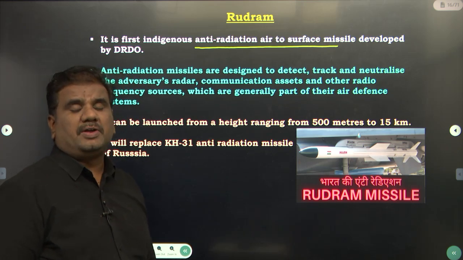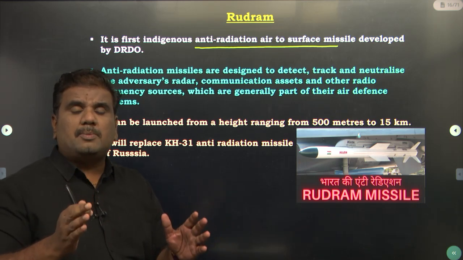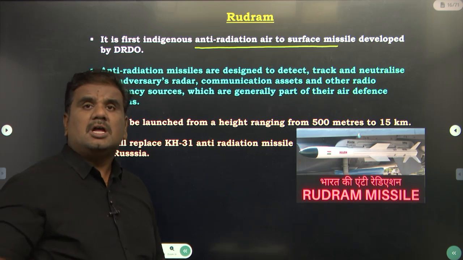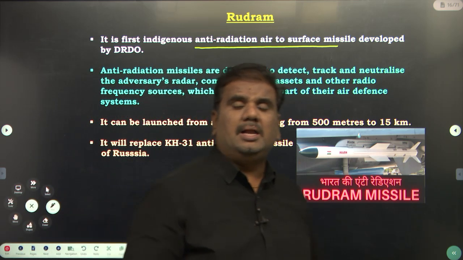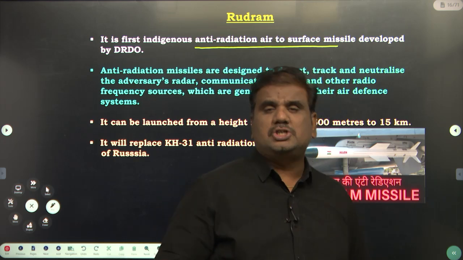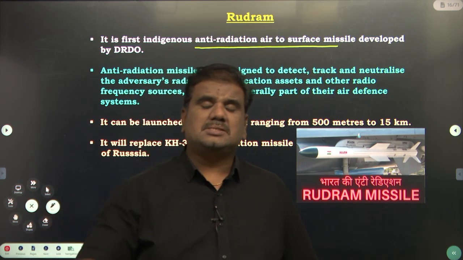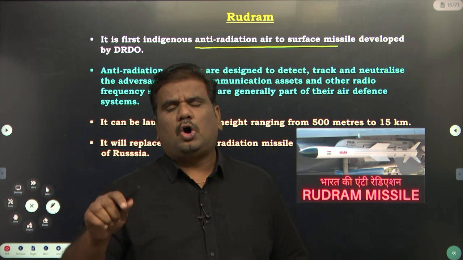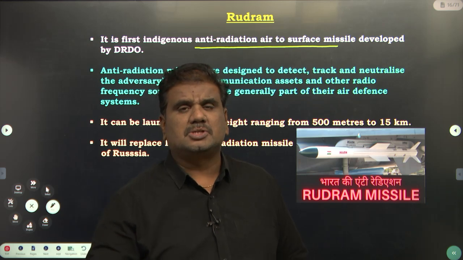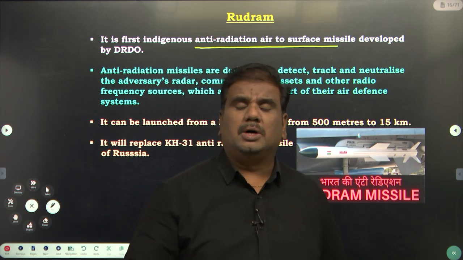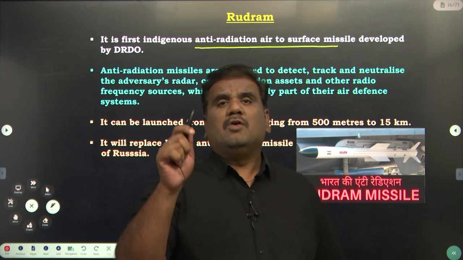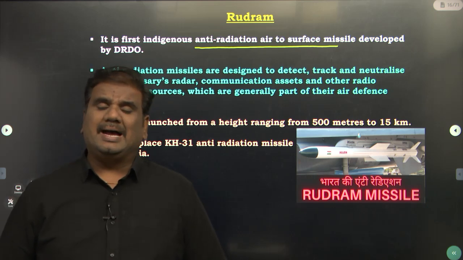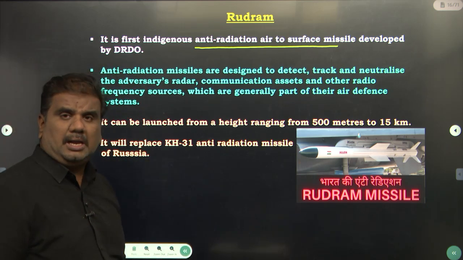Now, when you talk about anti-radiation, in the sense, the moment this particular missile lands in any particular region, in any particular place, all types of communication systems, all types of communication networks, all types of radio networks will be totally stopped, will be totally blocked. That is what you are calling an anti-radiation missile.